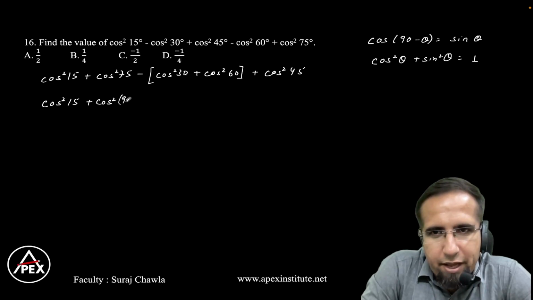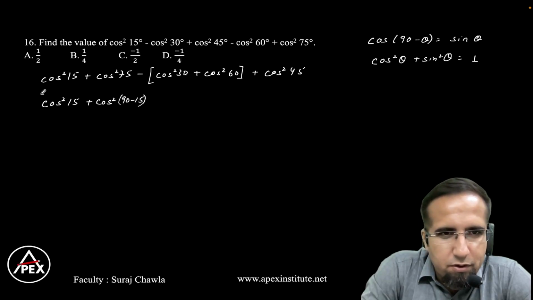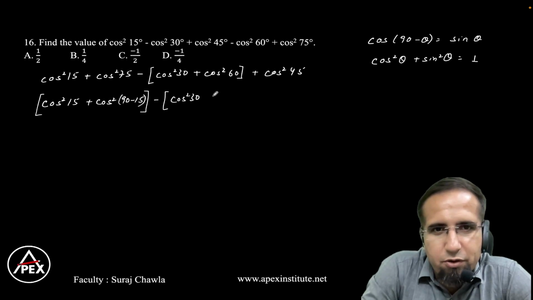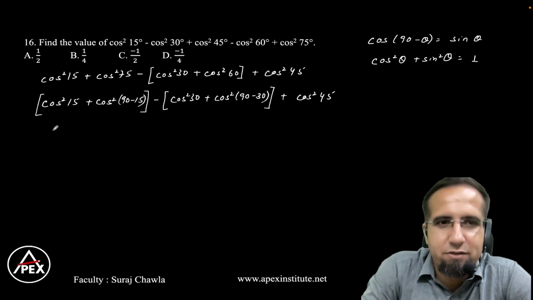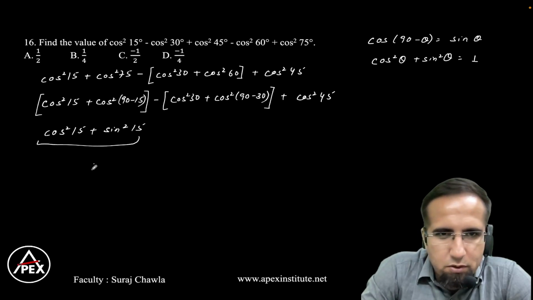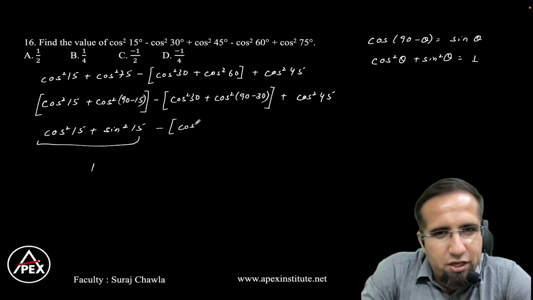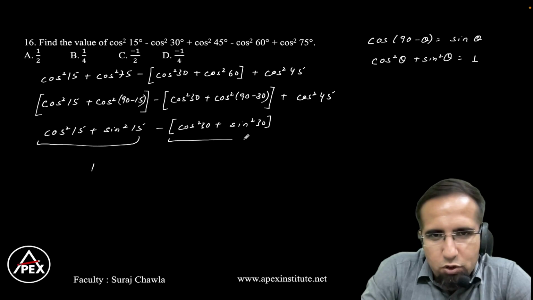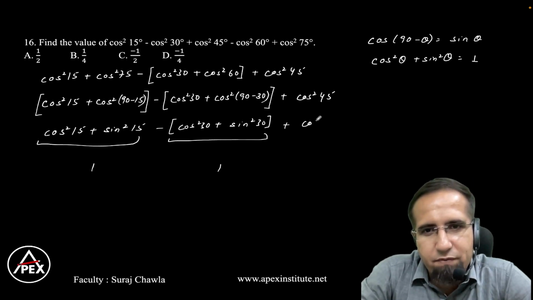So this can be further written as cos square 15 plus cos square (90 minus 15). This is one part. Minus the second part, which can be written as cos square 30 plus cos square (90 minus 30), plus we have cos square 45. So if I know this much, I should be able to get the answer, because cos square 15 plus sin square 15 is equal to 1, minus cos square 30 plus sin square 30, which will again be equal to 1, and then plus we have cos square 45.